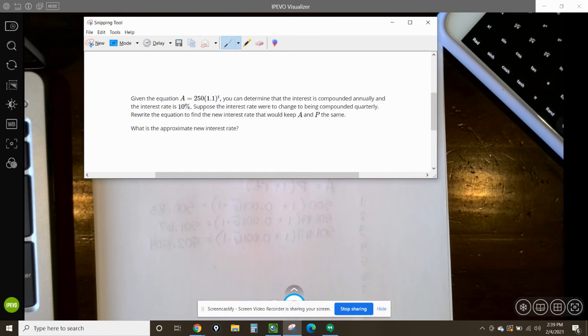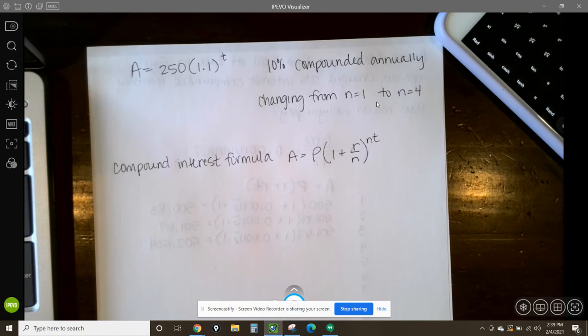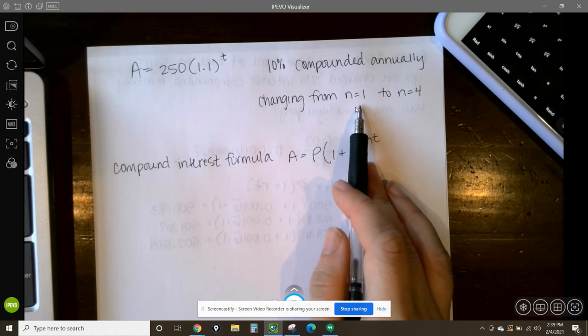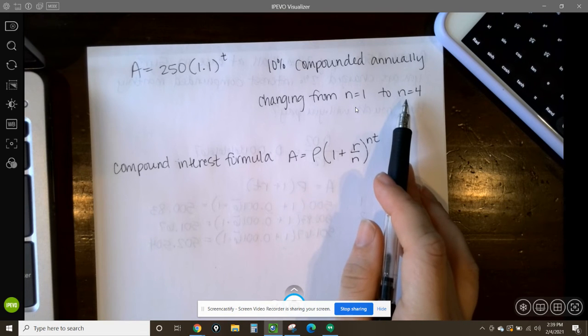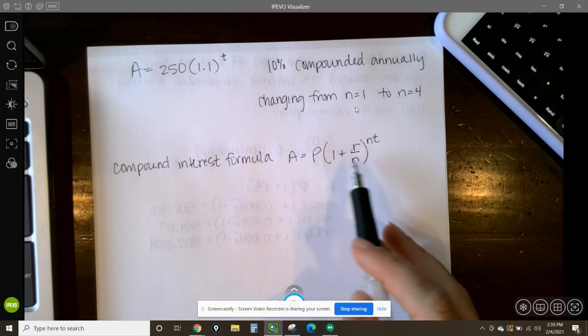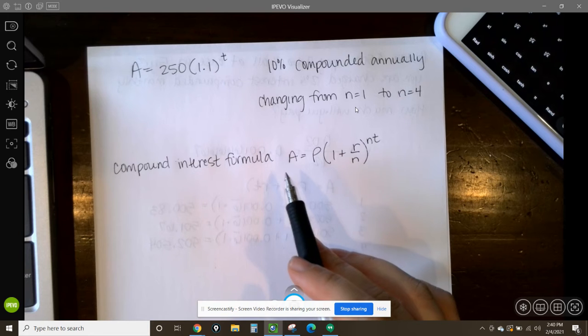You're changing this from being compounded annually to being compounded quarterly. Okay, so what we're changing is we're changing from n equaling 1 to n equaling 4. Quarterly would mean we're going to compound 4 times a year. So we're going to use this general formula as well.